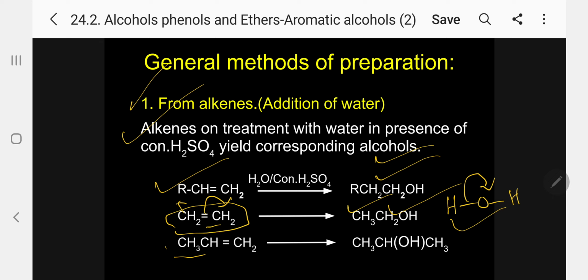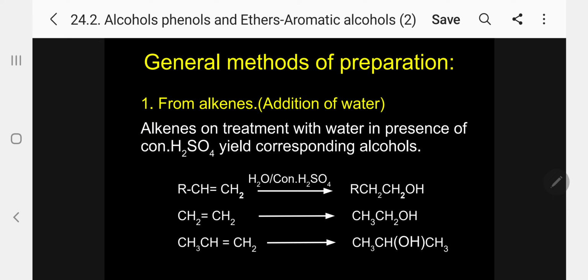Any alcohol, depending upon the nature, primary, secondary or tertiary alcohol, we can prepare by selecting a suitable alkene. One important information I want to mention here, we cannot prepare methyl alcohol because methylene is not a stable compound.